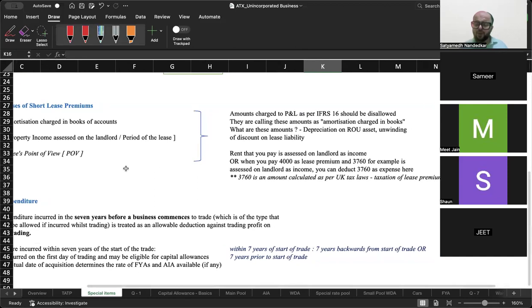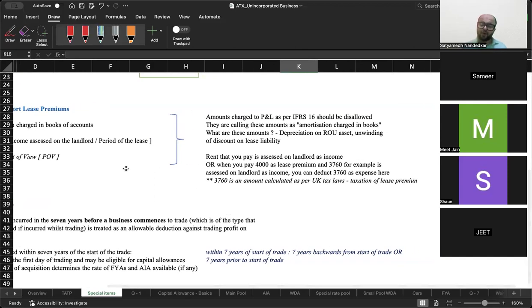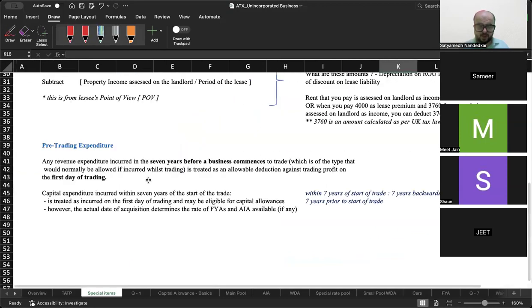Now, can you tell me under property income, how do you calculate income from lease premium? There is a formula, right? Do you remember that? Sir, there are two formulas. Lease premium into 51 minus n upon 50. Okay. Say, for example, that value comes to 3760 and the landlord had to add that as an income. You can claim 3760 as an expense.